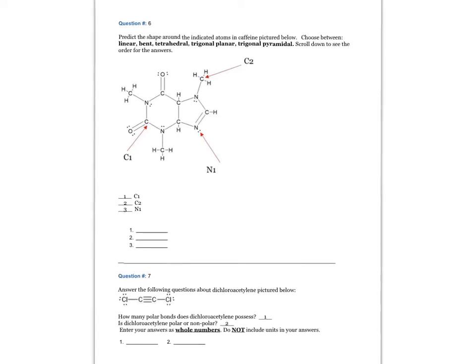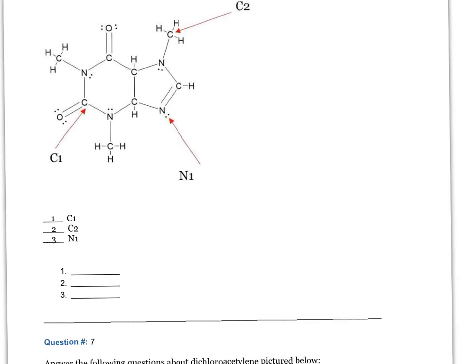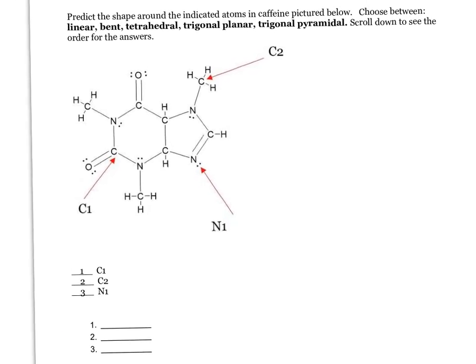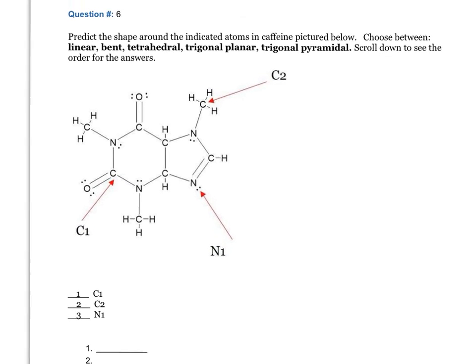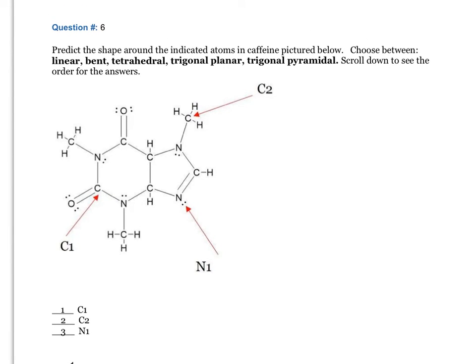Question number 6. Predict the shape around the indicated atoms in caffeine pictured below. Choose between linear, bent, tetrahedral, trigonal-planar, trigonal-pyramidal. Scroll down to see the order of the answers. If you're entering this for the exam, make sure you spell things correctly. Use these spellings.